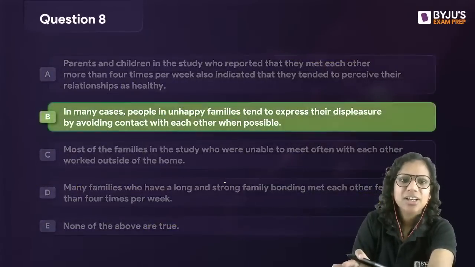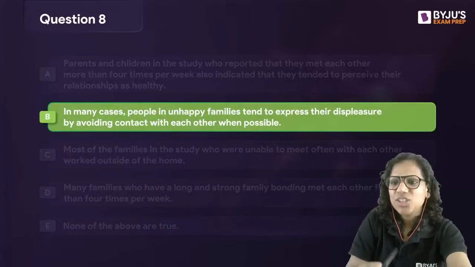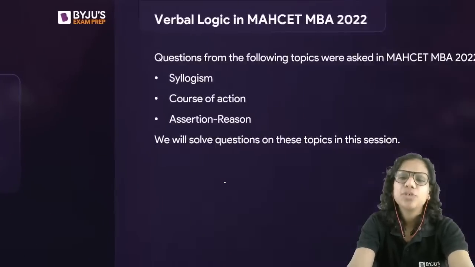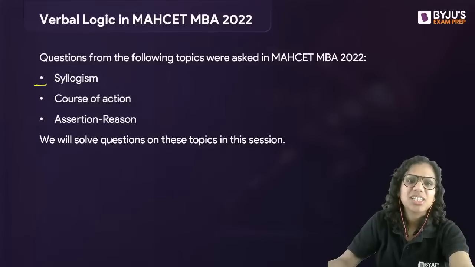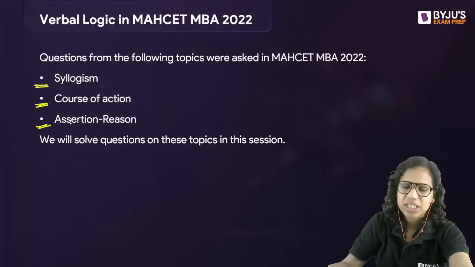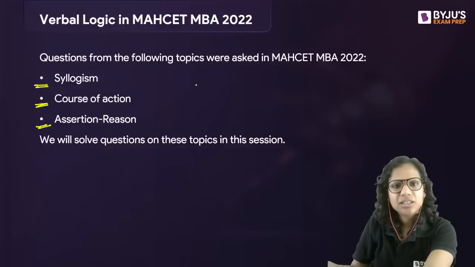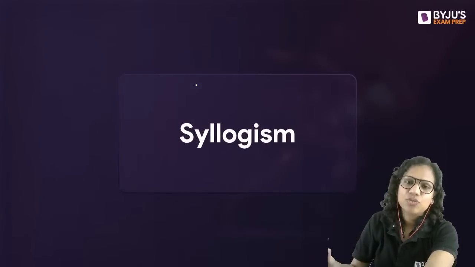All right. Chalo. Let's go to our verbal logic portion. By verbal logic, I mean the shorter questions such as syllogism, course of action, assertion, reason. Let's have a look at them. These are relatively shorter, they are easier, and because of that, more scoring.